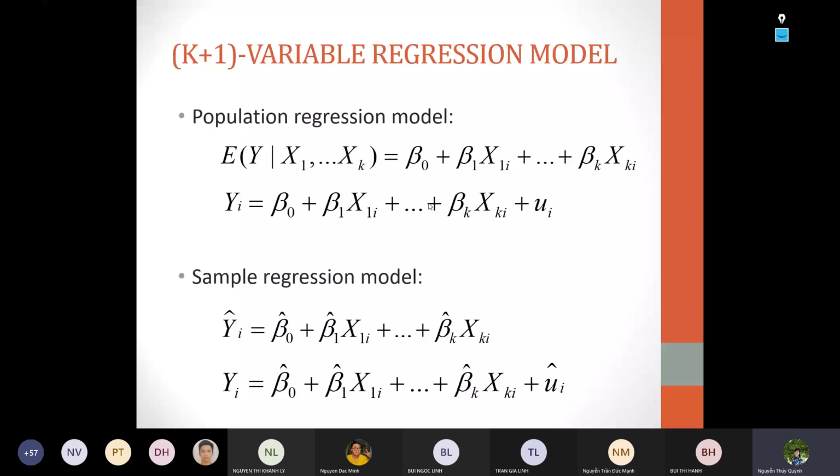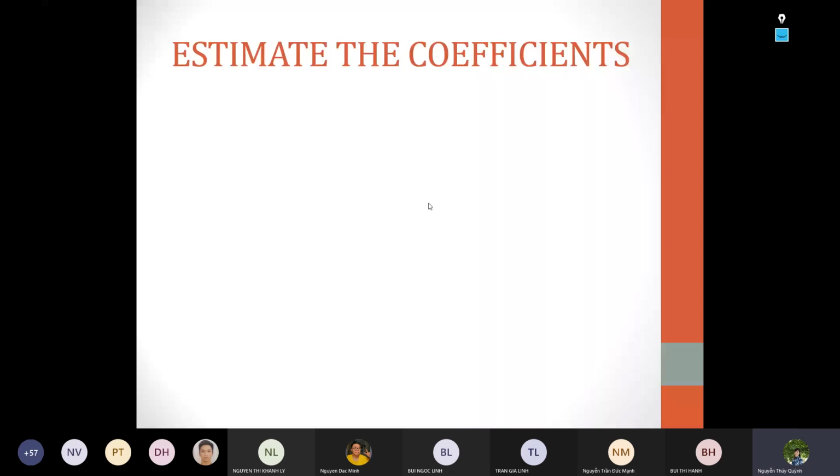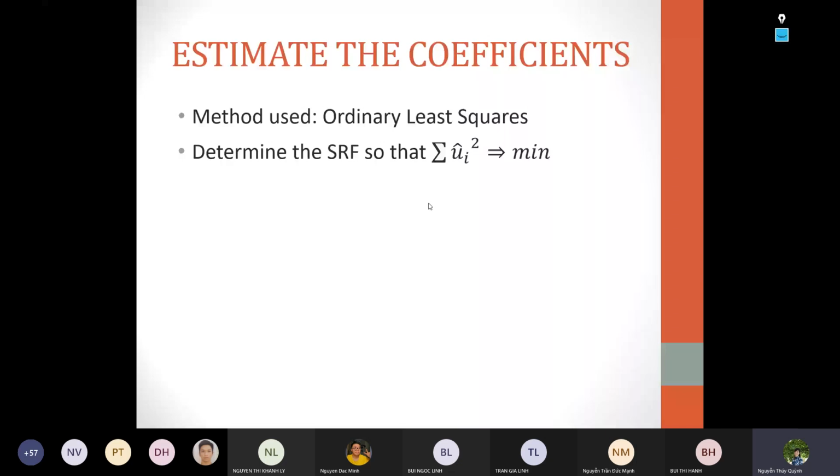Yes, we will use the method of OLS. We use the OLS estimation method to estimate a linear regression model. We will still use the OLS estimation method. The OLS estimation method identifies the sample regression model that minimizes the sum of square residuals.